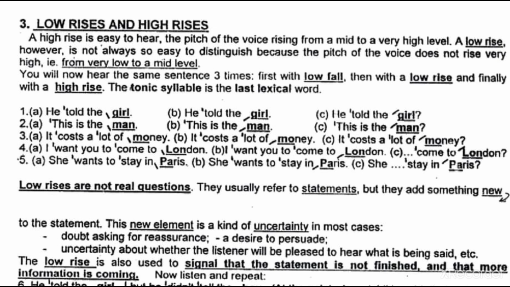3. A. It costs a lot of money. Low fall, normal statement. B. It costs a lot of money. Here it's a low rise. C. It costs a lot of money. Here a high rise, and I'm surprised. Number 4. I want you to come to London. Low fall. B.